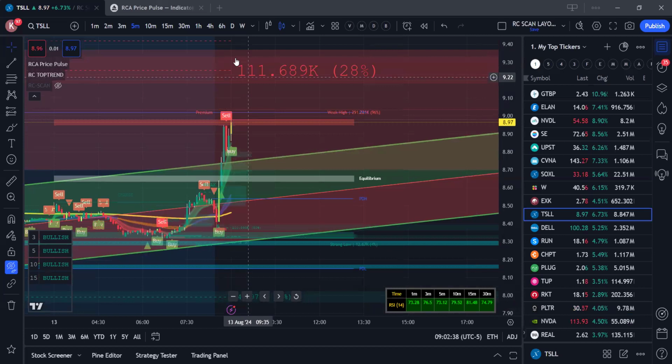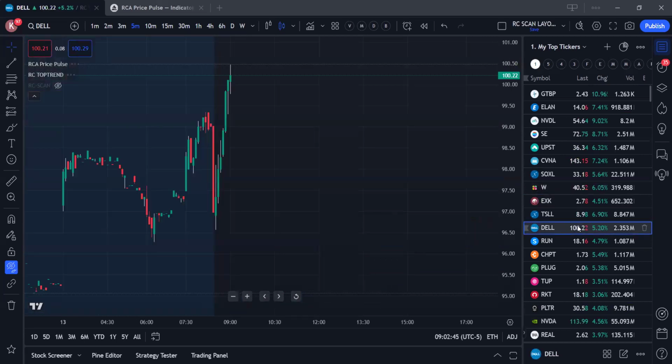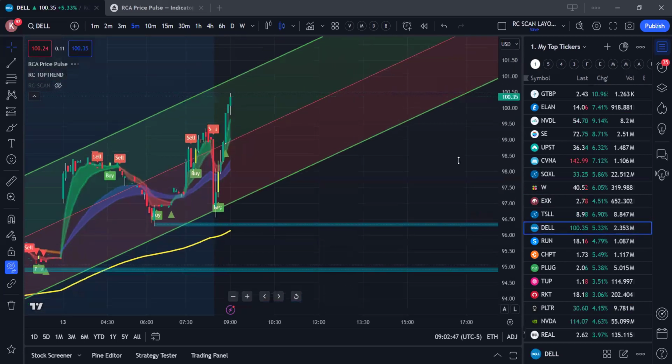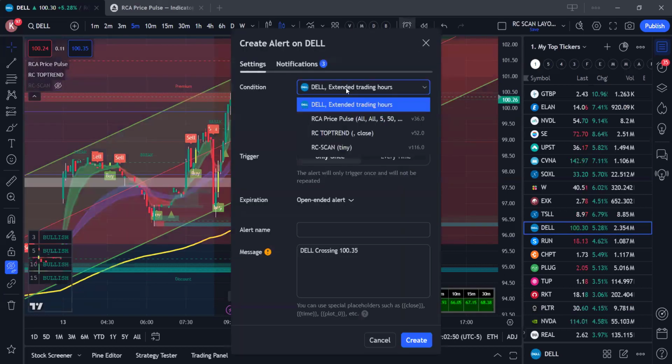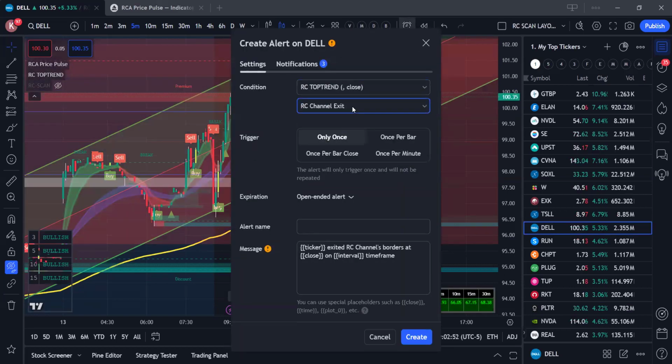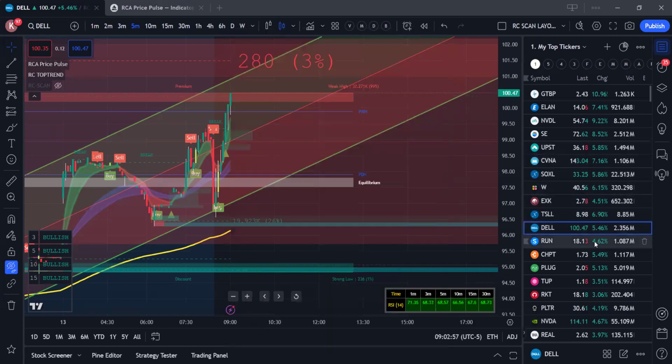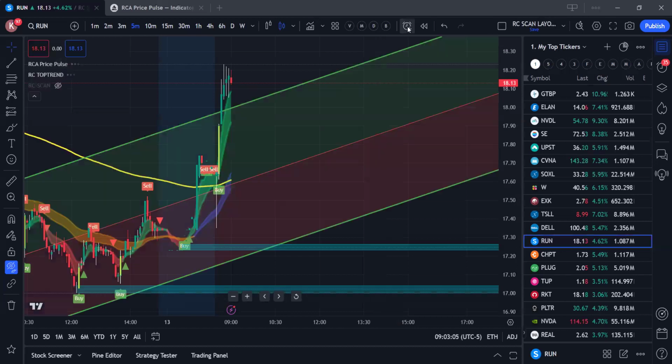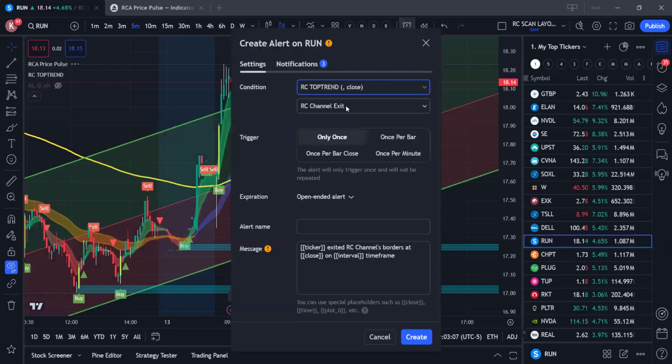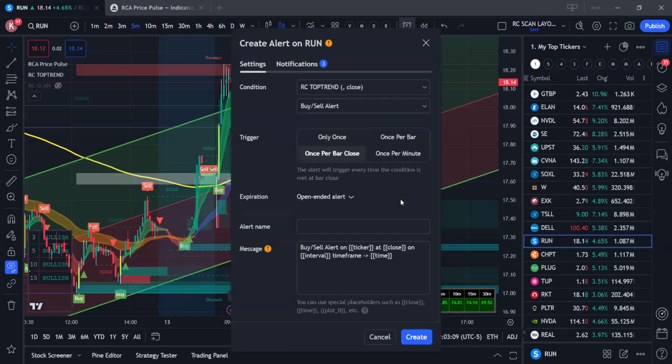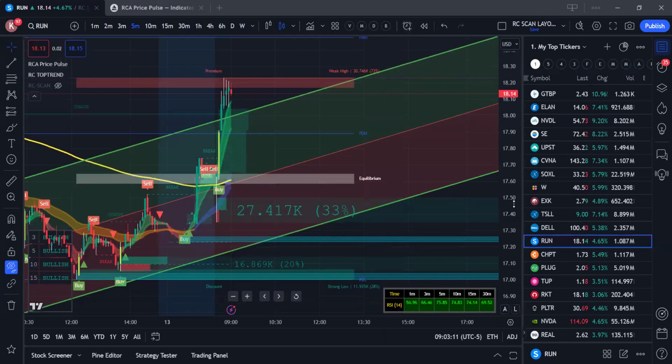If PSLL goes here, then there can be a big drop. That is a strong resistance. Hope you got it, right?